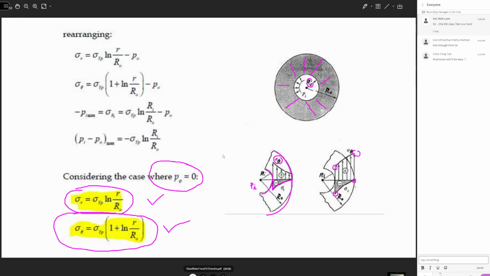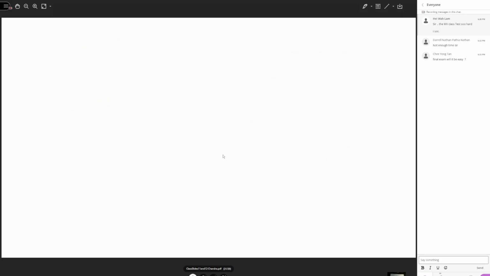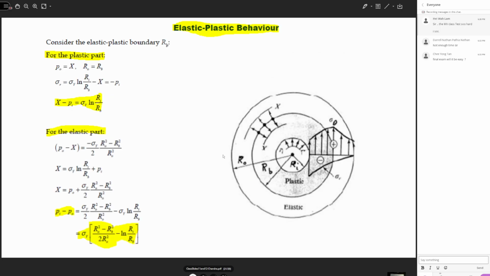Okay, so this is under fully plastic conditions. The next one is we'll see under elastic-plastic behavior, when the thick wall cylinder is partly elastic and partly plastic.